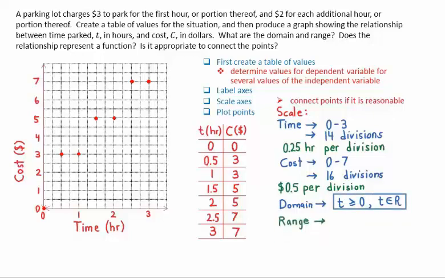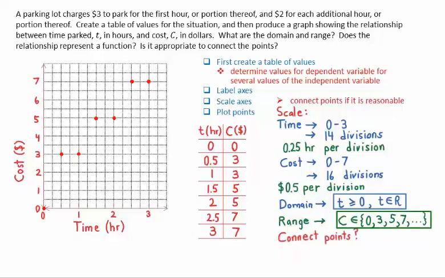For the range, note that the range consists of only discrete quantities. It can consist of 0, 3, 5, 7, and so on. Note that each time it goes up by 2. In this case, it is starting at 3 and 0, only the odd whole numbers.